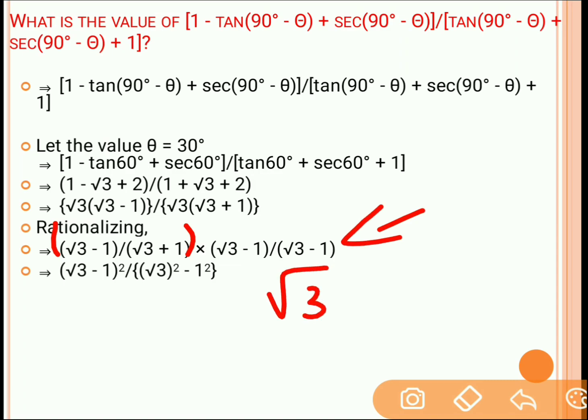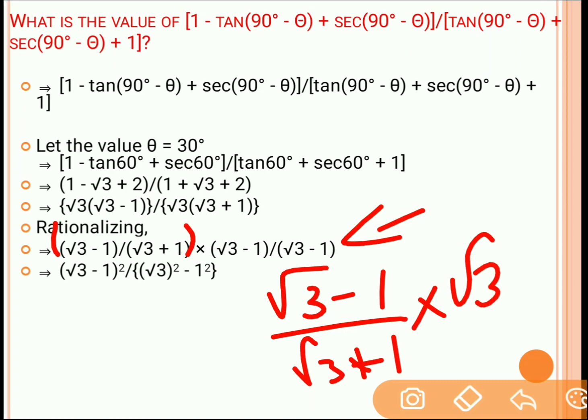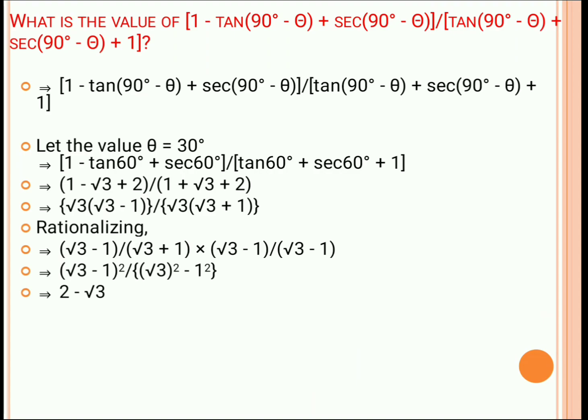So if you get an expression like (root 3 minus 1) upon (root 3 plus 1), then the best way is to remove the root from the denominator. In order to do so, you have to multiply and divide by the conjugate. So what is the conjugate of root 3 plus 1? Root 3 minus 1. So multiply and divide by root 3 minus 1. In the denominator you will get (root 3 plus 1) into (root 3 minus 1), that is (a plus b) into (a minus b). So it will be equal to what? a square minus b square. And in the numerator you will get (root 3 minus 1) the whole square. So this expression will reduce to (root 3 minus 1) whole square upon (3 minus 1), that is 2. Now solving this, finally the value we get is 2 minus root 3.